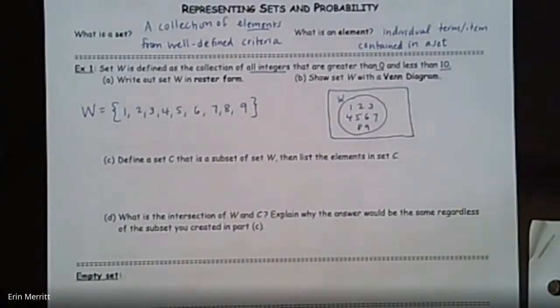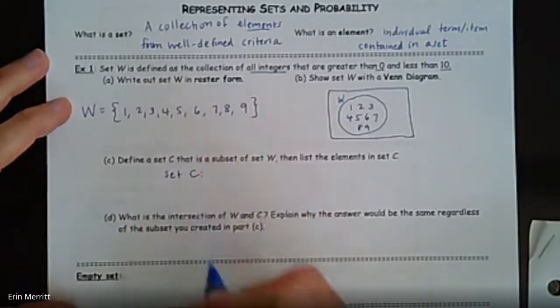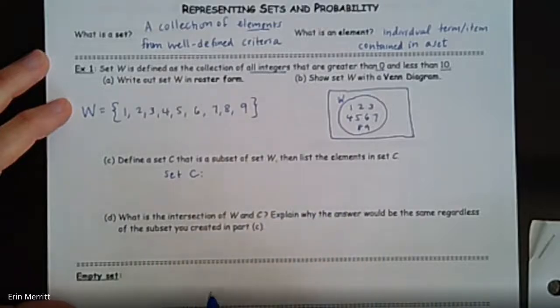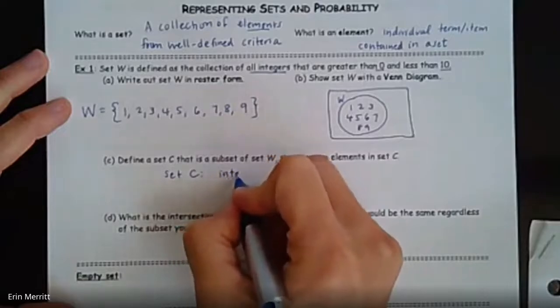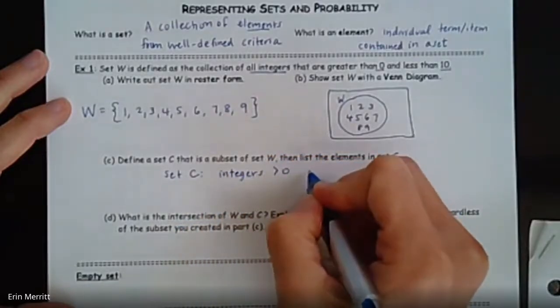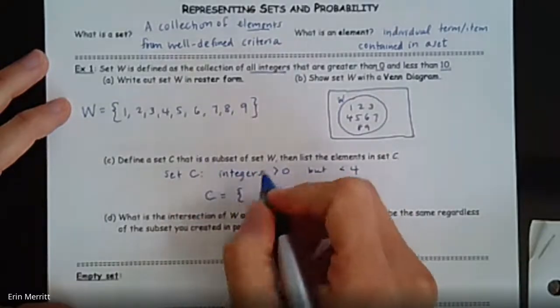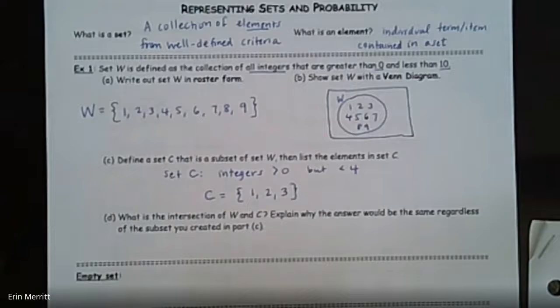Next part, define a set C that is a subset of W, and then list the elements in C. We could pick anything, but you have to make the criteria very specific. So if I say set C, I could say the odd numbers from 0 to 10, or even numbers, or numbers greater than 0 but less than 4. Those are all examples. Maybe I'll go with that last one: integers that are greater than 0 but less than 4. That's a very specific set that when I list it out would be a subset, because it would just be the numbers 1, 2, and 3, a subset of set W.